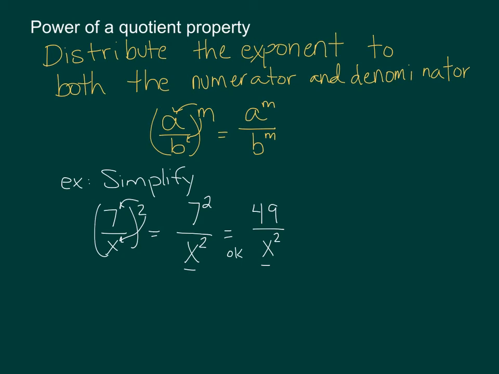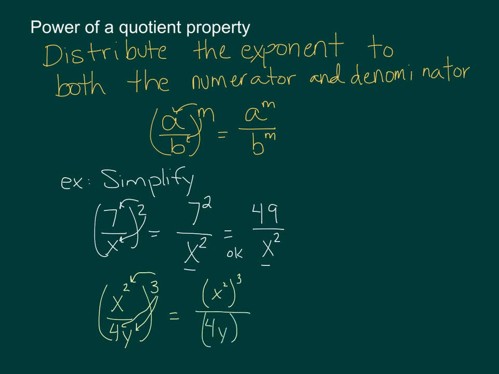But let's look at one that's slightly more difficult. Let's say we have x to the 2nd over 4y, all to the third. Oh my goodness. These are all going to get an exponent of 3. Everything. Here's how you could think of it: x squared to the third over 4y to the third. You can think of it that way if it helps you to visualize that.